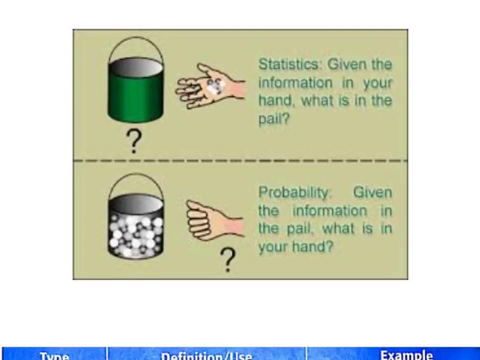Statistics works the other way. We don't know what's in the bucket. So to find out what's in the bucket, we will reach in, take out what we call a sample, and from that sample, it gives us a picture as to what could be in the bucket. And we create our probabilities from that. So more of an experimental probability compared to a theoretical probability. So that's the big picture of it.